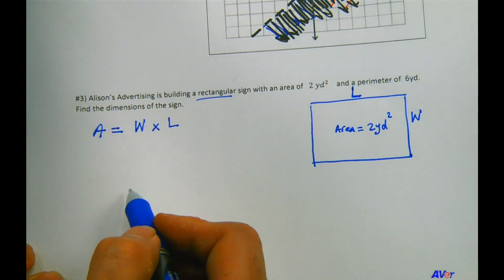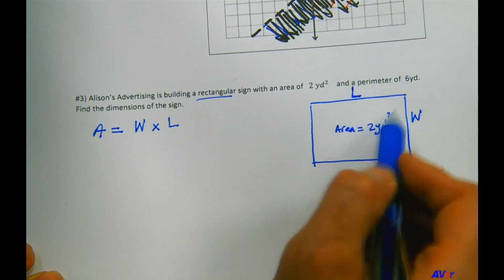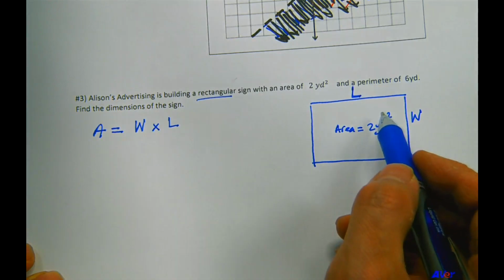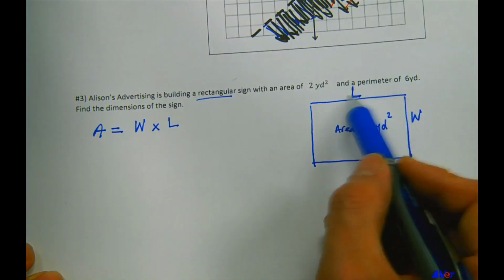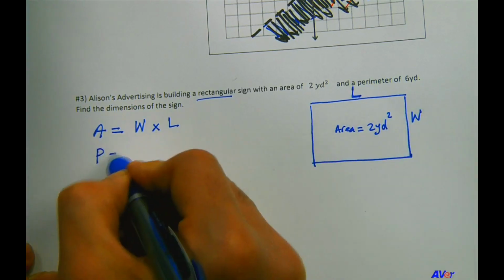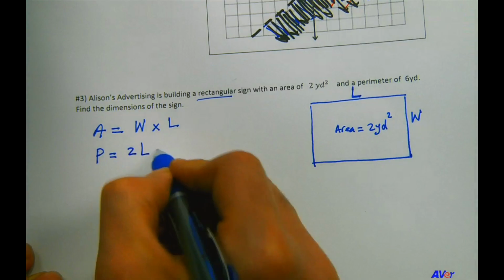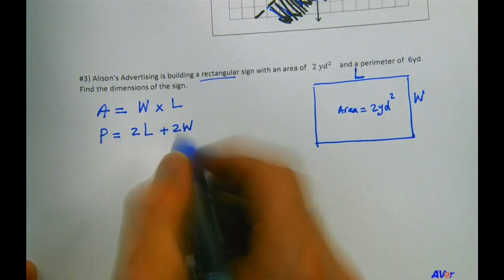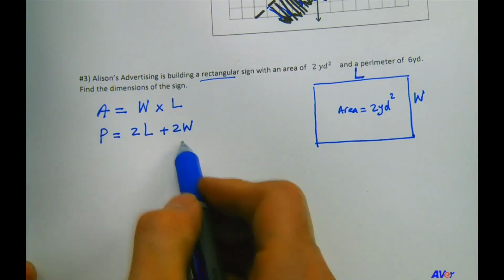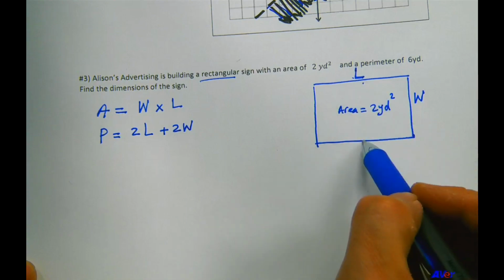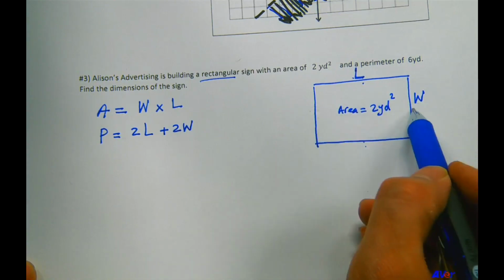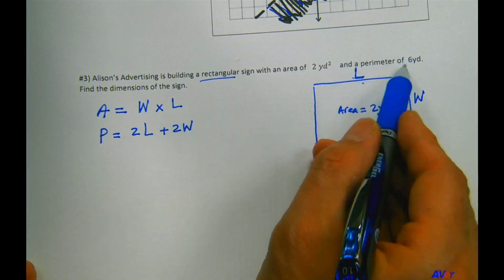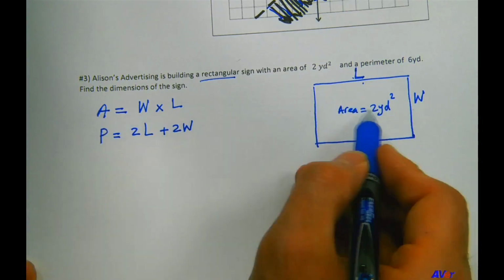Remember that? Then they also say that a perimeter of 6 yards, okay, from elementary geometry, what is the formula for the perimeter of a rectangle? Well, perimeter is equal to 2L plus 2W. Remember that? That's the basic formula for the perimeter of a rectangle. 2L, L plus L, 2W, W plus W. Right? That would be the perimeter. Okay, so now we know that the area was 2 yards squared.